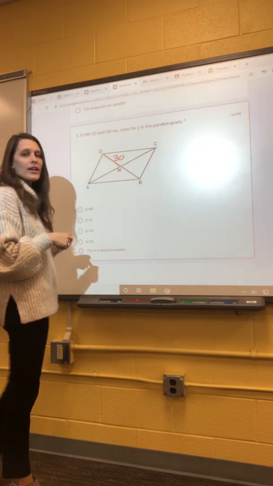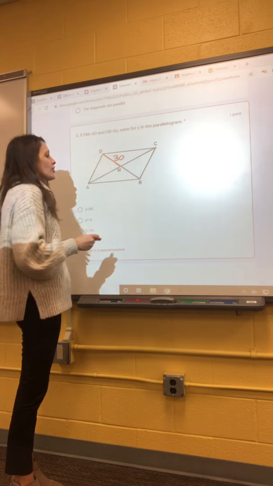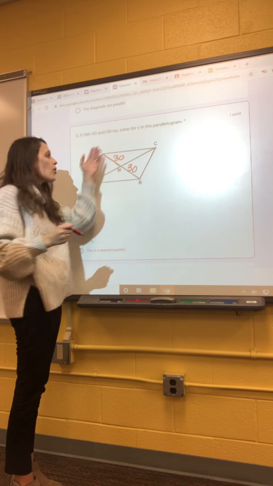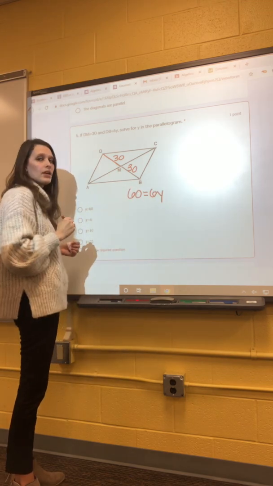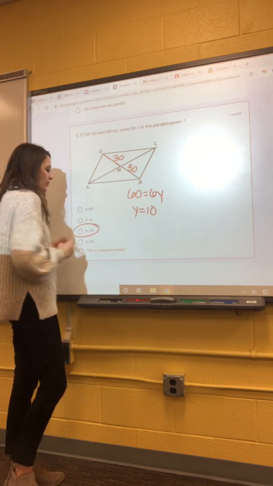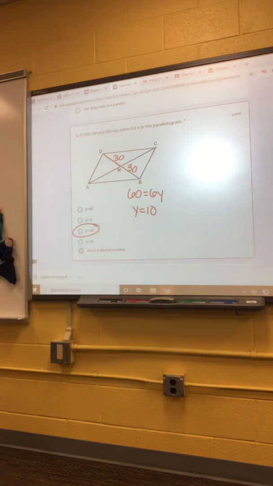Well, in a parallelogram, the diagonals are cut in half. So if DM is 30, that means the rest of the way from M to B is also 30. So the whole thing is 60. So 60 equals 6y. Divide both sides by 6, and y would be 10. So the correct answer to that would be C. It would be 10. So there's number 5.